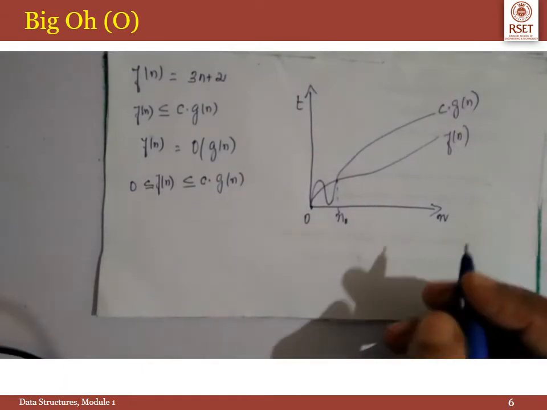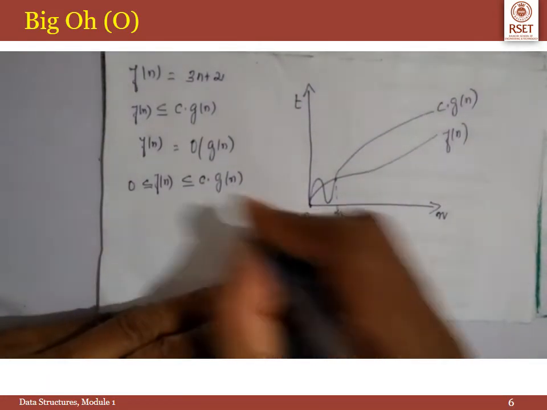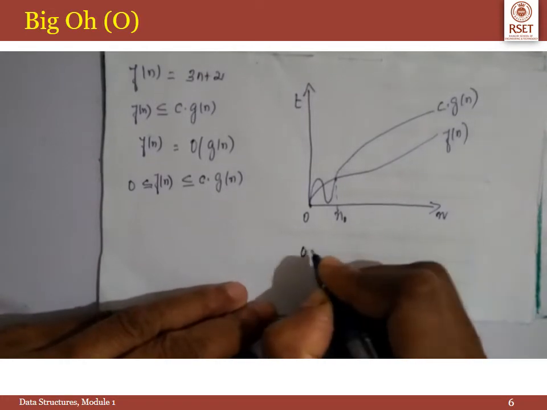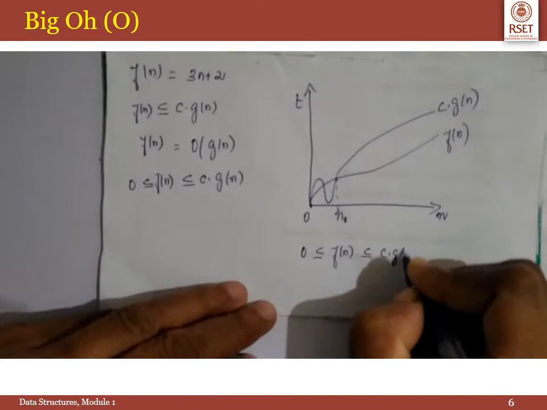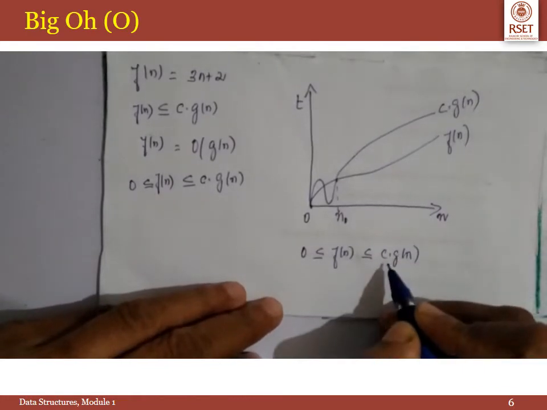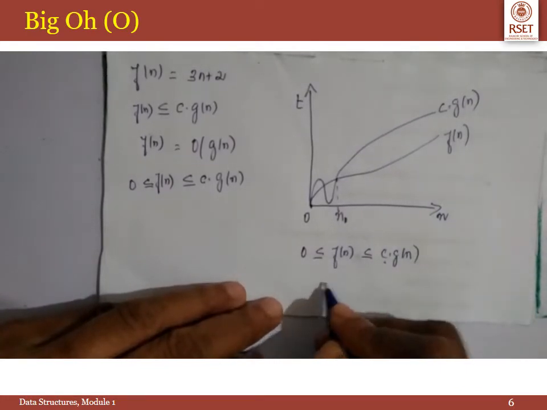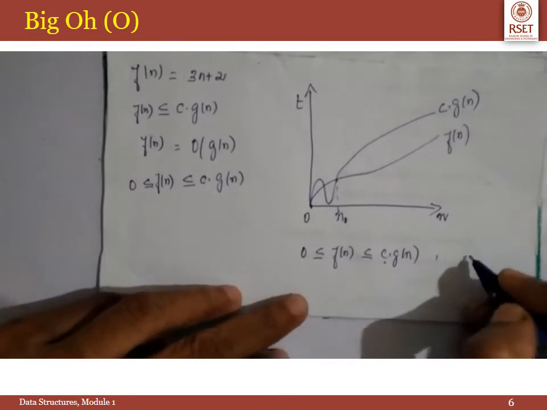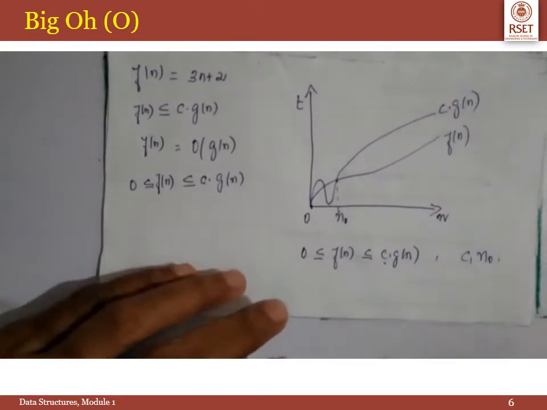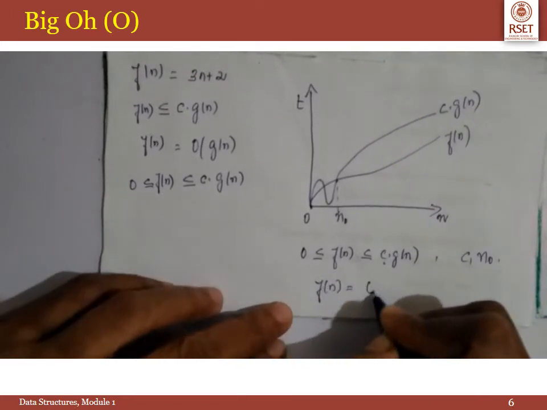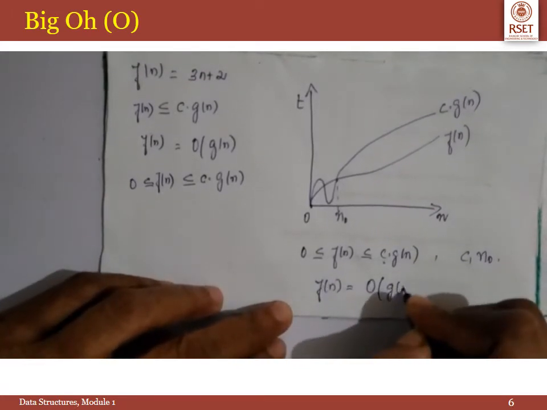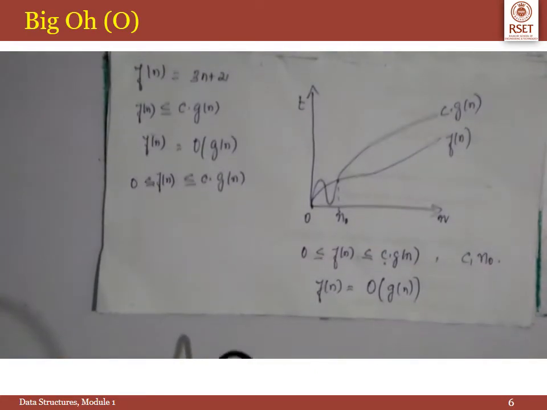If this is true, the condition, again I am writing, is 0 lesser than or equal to f of n lesser than or equal to c into g of n. Therefore, there exists a positive constant c and another positive constant n0. Then I can write f of n as big O, asymptotic big O of g of n.